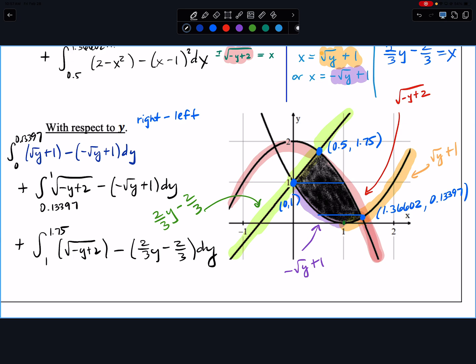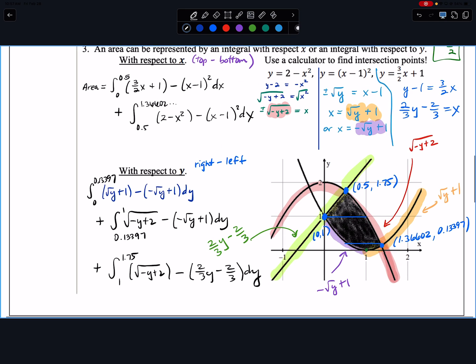Ugh. You guys won't have anything like that in your homework that's hard like that, but hopefully that makes sense. Where the functions cross are going to help you figure out what your boundaries are. So like when we did it with respect to x, did you guys see how we did it from 0 to 0.5? Because on the x-axis, this is where the functions crossed. And then we did it from 0.5 to here, okay?